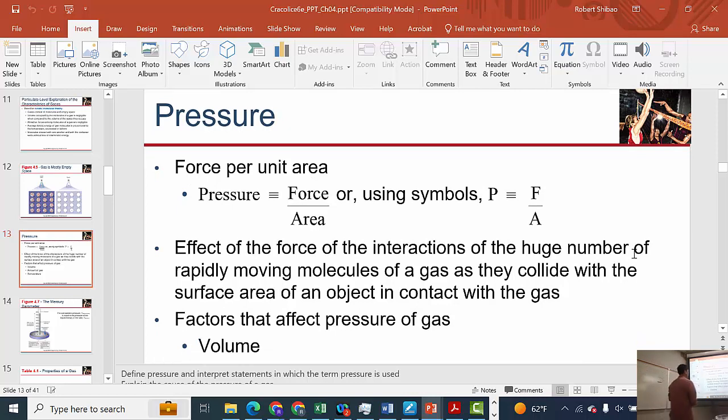The pressure is defined as the force per area. F is the symbol for force, A is the symbol for area, so it's just force over area. And what is the force? It's the force of the collisions. And so the pressure is generated by the force of collisions of the gas particles. These rapidly moving molecules of a gas collide with the surface, generating pressure.